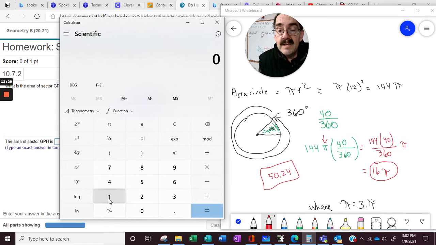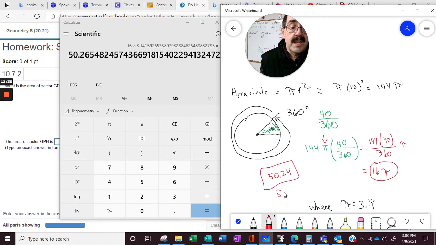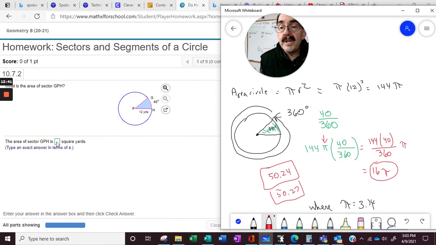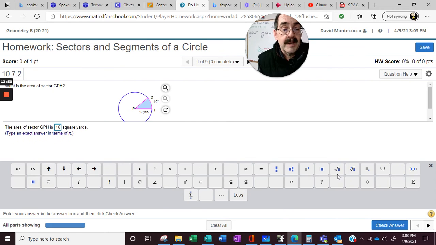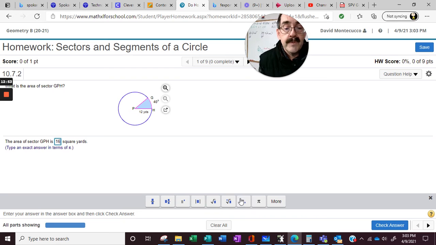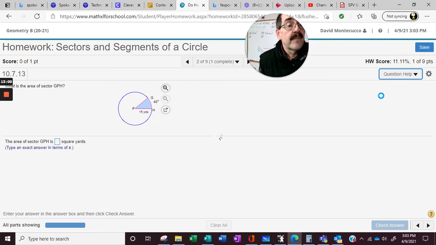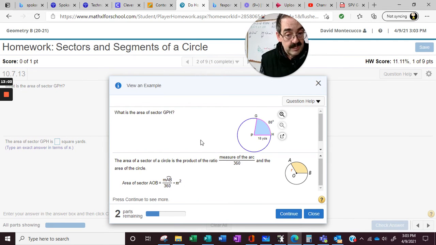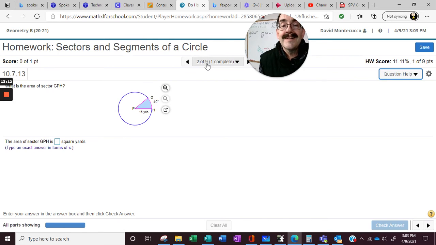If you're in the scientific calculator, there's a pi button. 16 times pi, 50.27. I'll know where you got it. But they actually want us to put it in terms of pi. So 16, where's our pi button? Always look down here in the key, all right? And there's a more button. You can find all these different symbols. Pi. Okay? And again, if you're not sure, view an example and how they tell you to get the percent, the measure of the angle, 40 of the 360. All right? Cool.